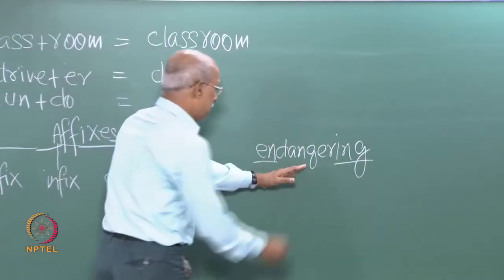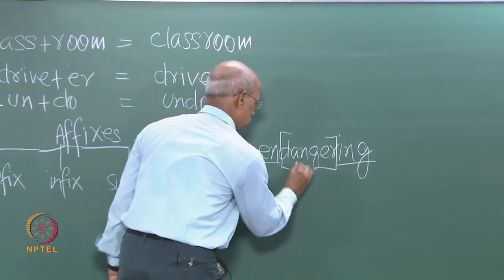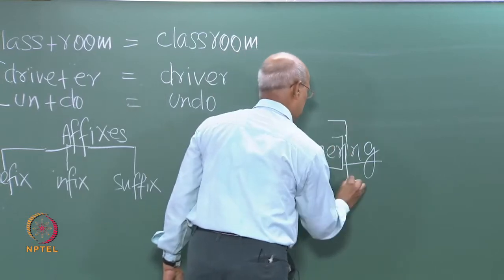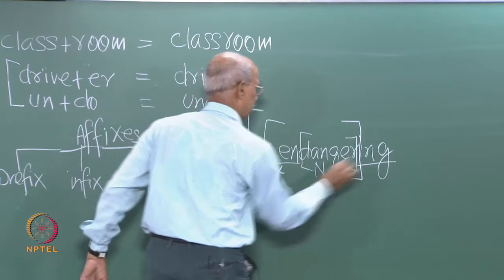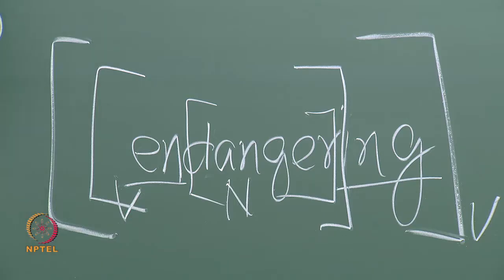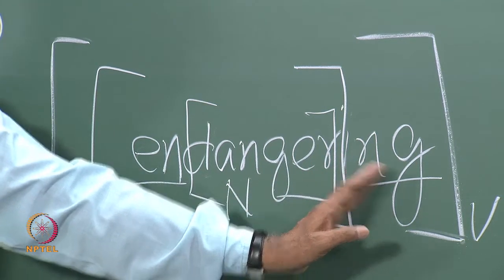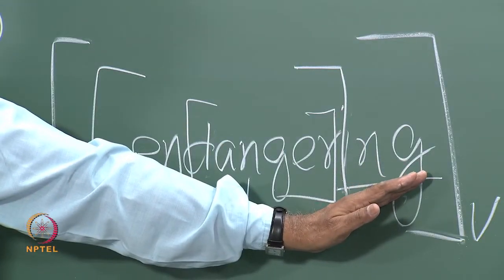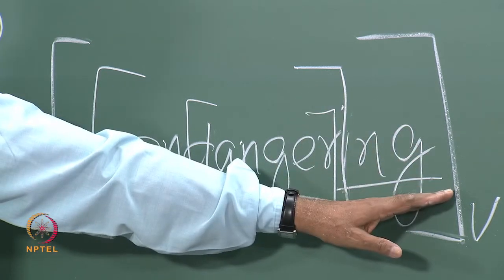You see, danger, it's a noun, but when you say endanger, you make it a verb. When you say endangering, it is still a verb. It is still a verb with an inflection, with a sign indicating that you are talking about something in progress. We are endangering the ecosystem. We were endangering the ecosystem.